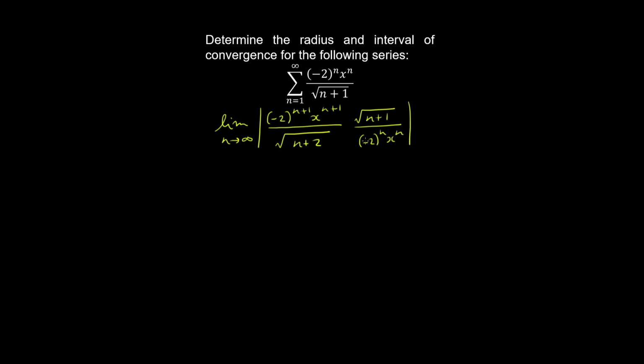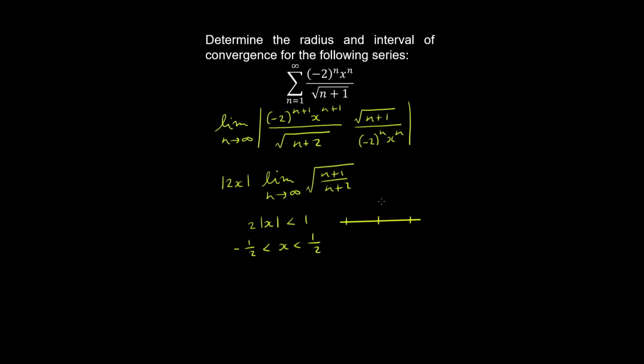And then doing a bit of algebra and taking the absolute value, we obtain the following limit. So for the series to converge, we have 2 times the absolute value of x must be less than 1 by the ratio test. And therefore, we obtain minus a half less than x less than a half. So the radius of convergence is 1/2 of the interval of convergence.